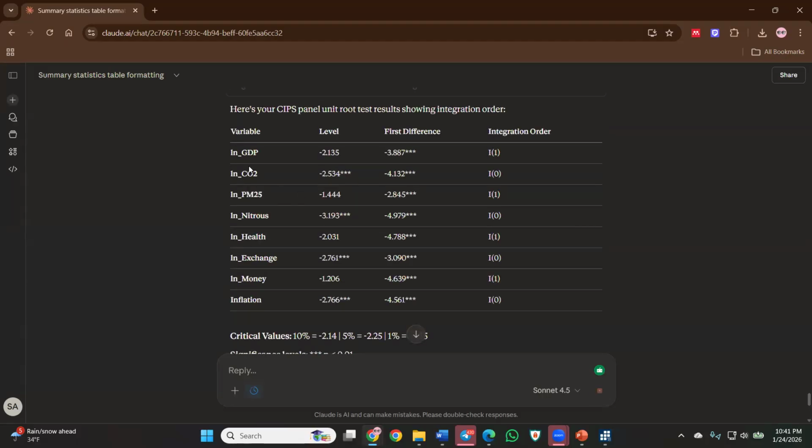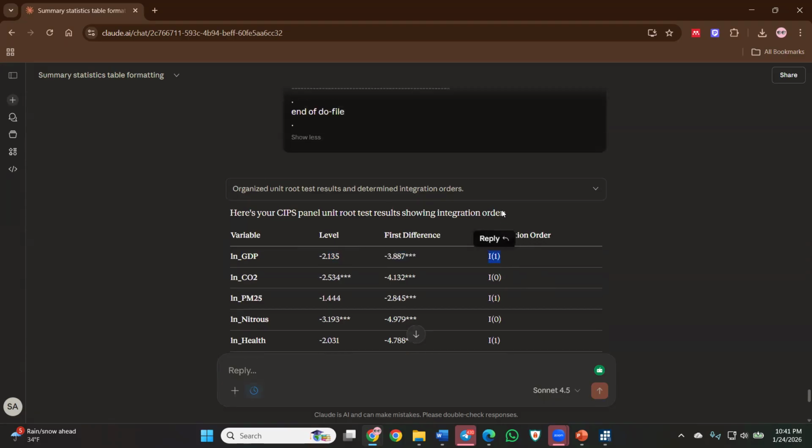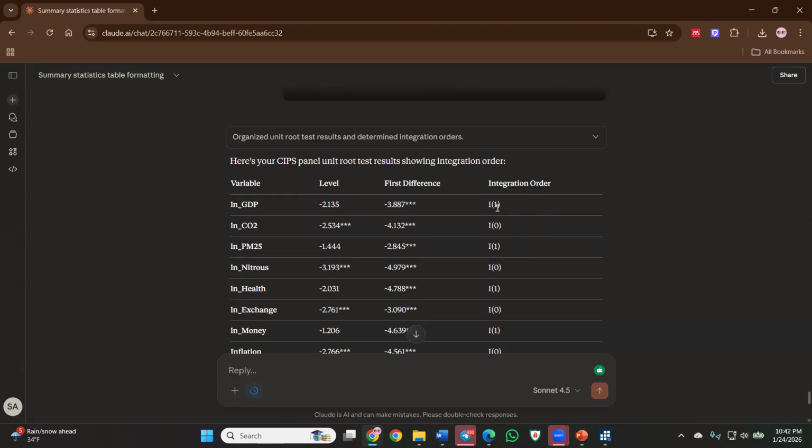You can see that the first one, GDP, was not stationary at level, but after first difference, it becomes stationary. That means it is I(1). When you say I(1), it means integration order. So it is integration order 1.